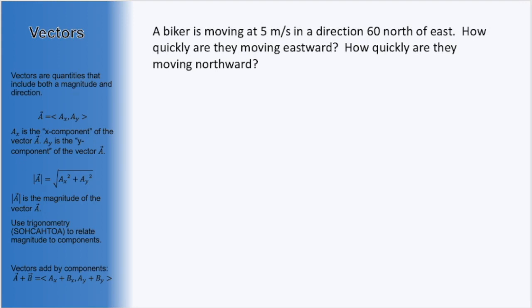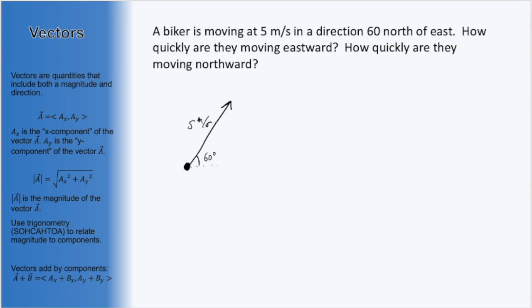To get us started, consider a biker who is moving at 5 meters per second in a direction 60 degrees north of east. Let's let this dot represent our biker. From here, we can draw an arrow representing the velocity of this biker. The arrow should be pointed in the direction of motion, which according to this example is 60 degrees north of east. And how long I've drawn my arrow represents the magnitude of their velocity, which is the 5 meters per second.